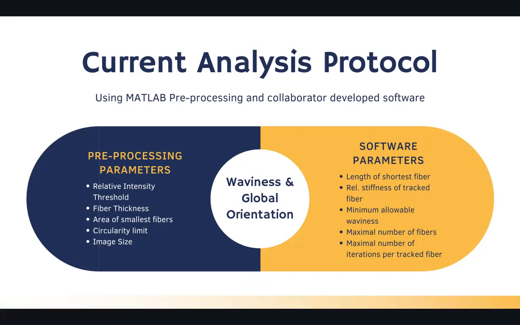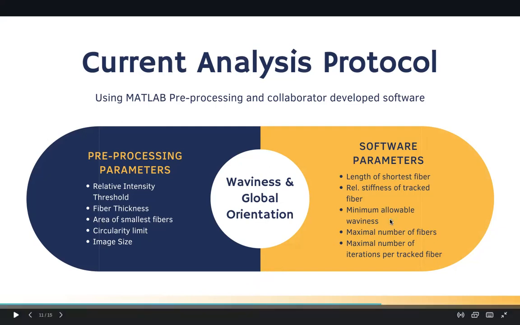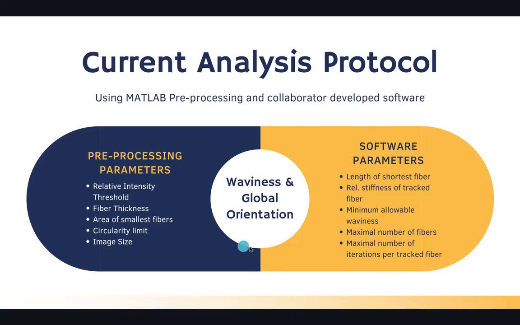And then the software parameters for our calculation purposes include the length of the fibers, the relative stiffness, and the maximum allowable waviness, as well as the maximal number of fibers and number of iterations per track fiber. The way you can think of that is, if we have all these fibers, what's the step size that we're looking at to count the waviness and things of that nature within that fiber. Then it outputs histograms of our waviness and our global orientation.